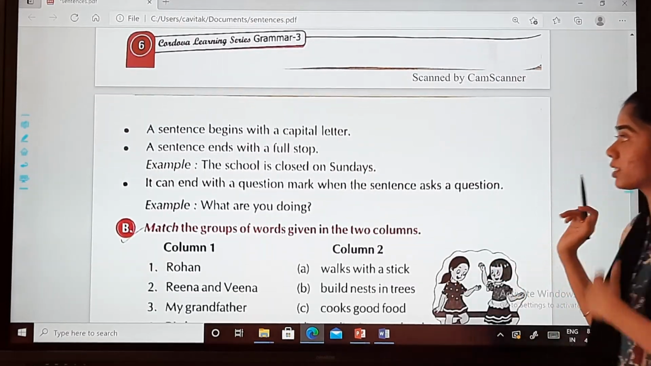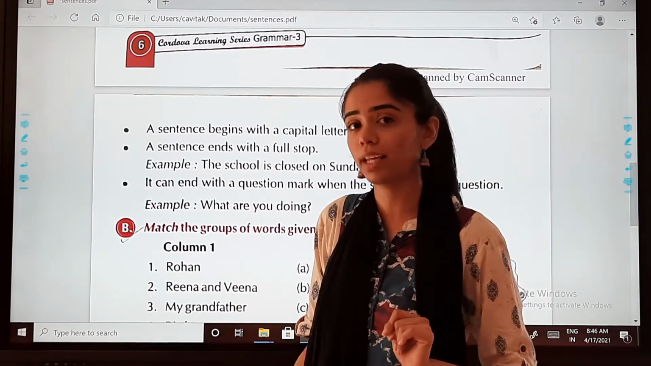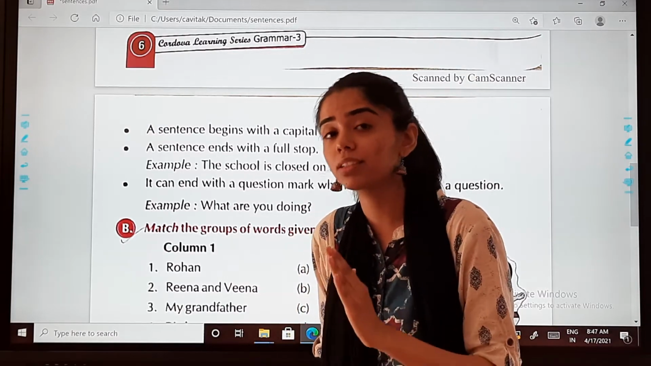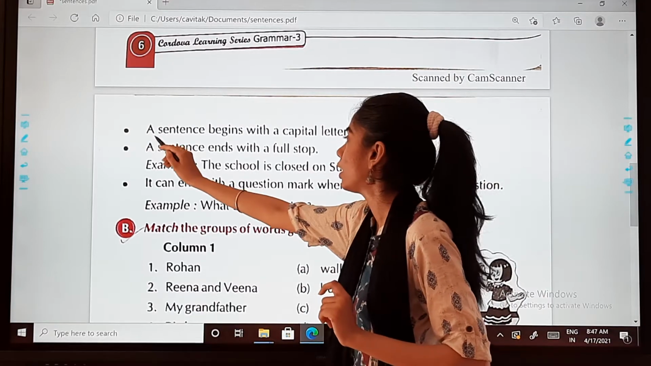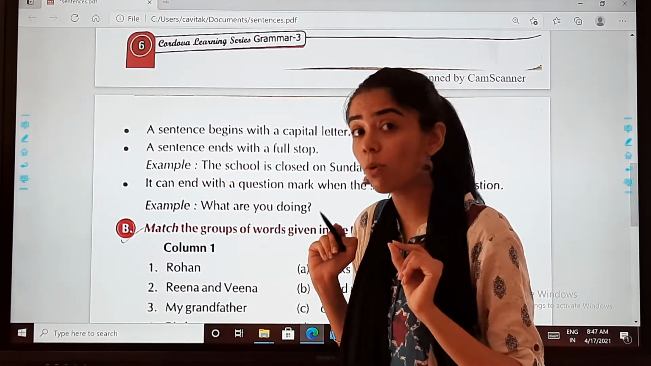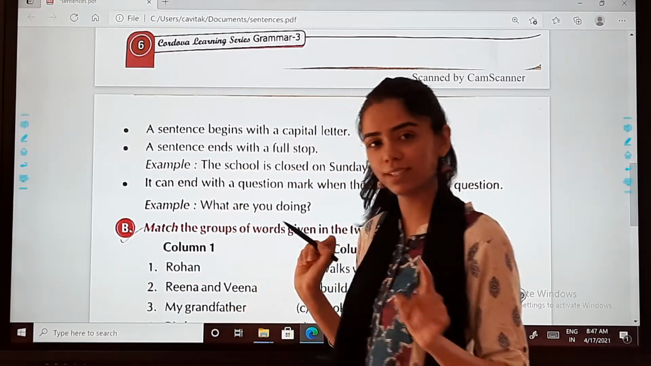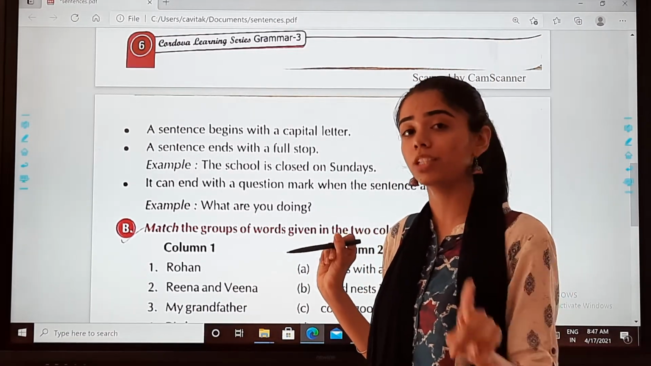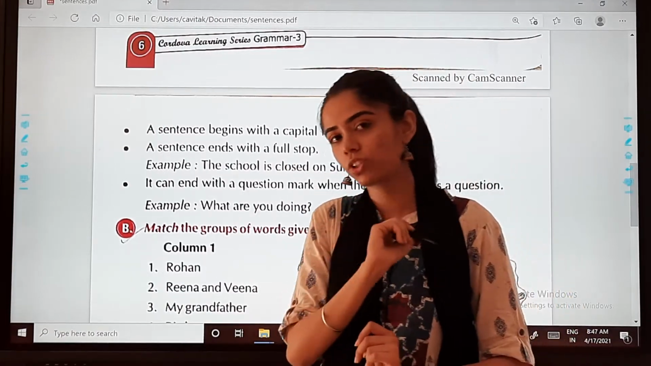Now what is it? There's something important. A sentence begins with a capital letter. Always remember that every sentence begins with a capital letter. Now you see, even this sentence, a. So a क्या small में है या capital में? See, it is in capital letter. So what we should remember, a sentence begins with a capital letter and it ends with a full stop.